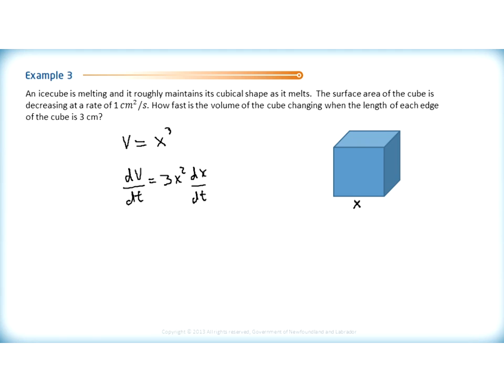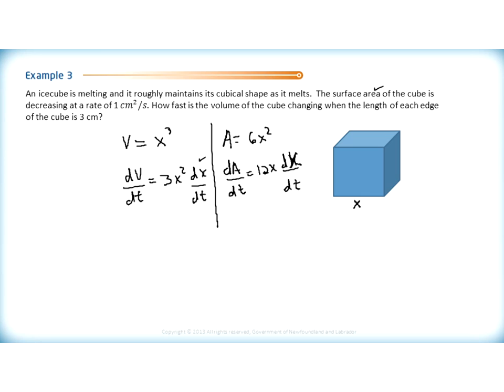Okay, but the information they give us is not about dx over dt. They tell us how fast the surface area of the cube is changing. So let's take a look at the surface area equation then. So the surface area of this cube, let's just call it A for area. Well, there's 6 faces, and each one will be x squared. Okay, so let's see then. The rate of change of the surface area, dA over dt, will be 12x times dx over dt.